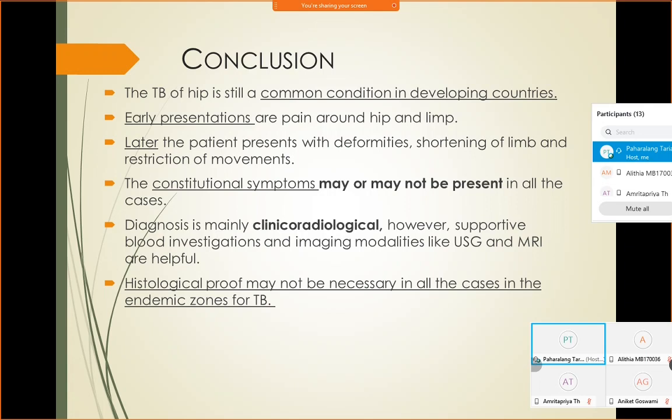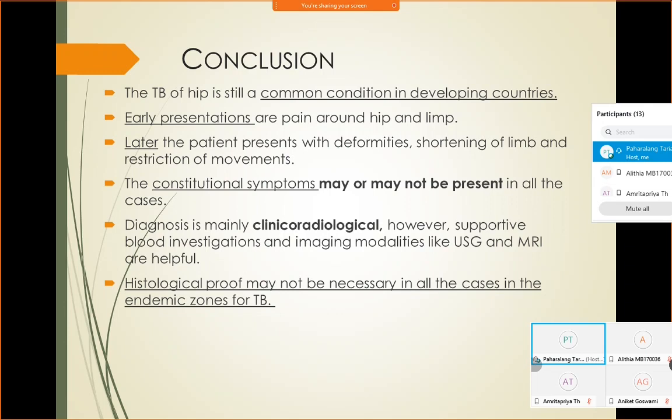So to conclude, this is a common condition found in developing countries. The earliest presentation I usually find is pain around the hip joint, and the patient walks with a limp. When the patient comes delayed, you'll find deformities, there's shortening of the limb. Now remember, it is atypical. It is not like pulmonary tuberculosis where you're going to have constitutional symptoms like fever, weight loss, loss of appetite. You may or may not have such things, so don't look for all these things, even though during history you can definitely ask for that.